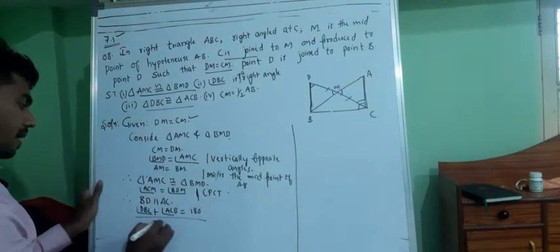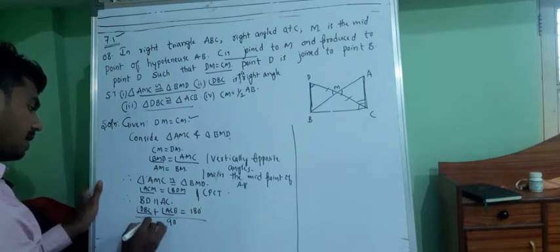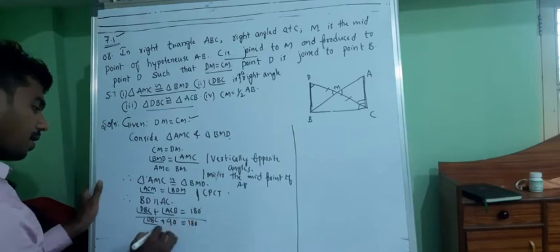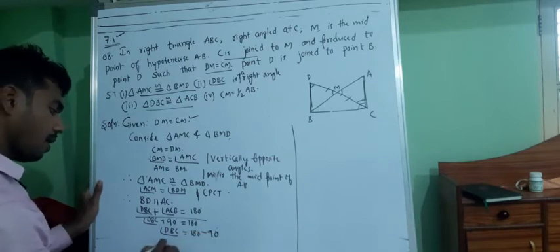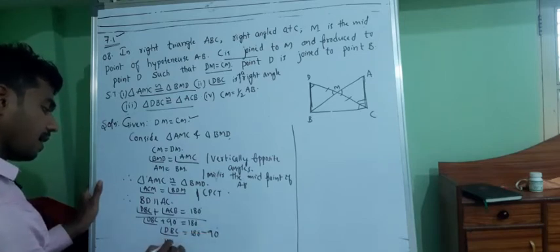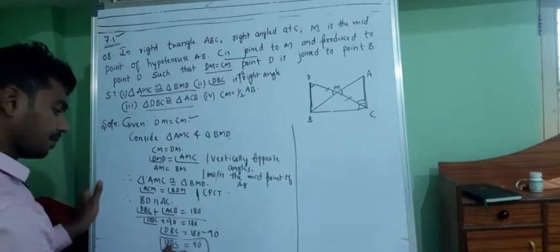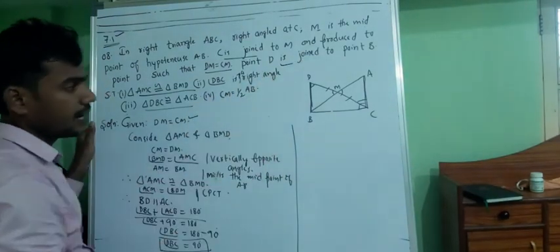What is ACB? ACB is 90 degrees. DBC plus 90 degrees is equal to 180 degrees. So angle DBC is equal to 180 degrees minus 90 degrees, or angle DBC is equal to 90 degrees. Fine. This was asked us to prove. DBC is a right angle.